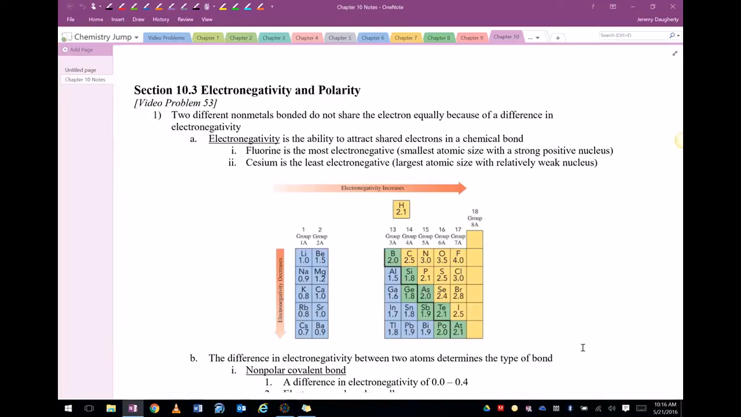Hello, section 10.3, Electronegativity and Polarity. After this video, go and watch video problem 53 for a little more polarity practice. So let's talk about this idea of electronegativity.